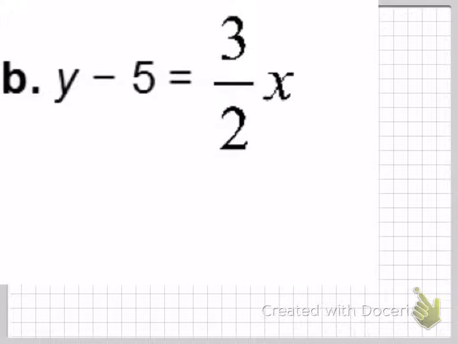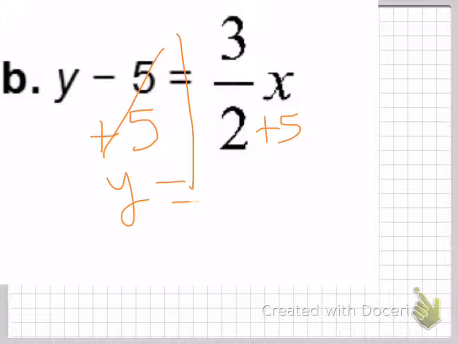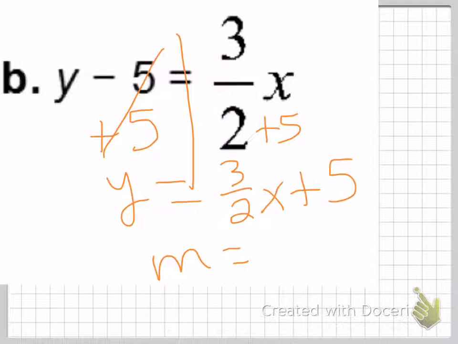This one I do not have in y equals mx plus b form. So I need to put it in y equals form. So I'm going to add 5 to both sides. So I'm left with y equals 3 over 2x plus 5. So my slope is 3 over 2, and my y-intercept is 5. So if I were to graph this, I would start at +5 on my y-intercept, and then I would go up 3, right 2, up 3, right 2.